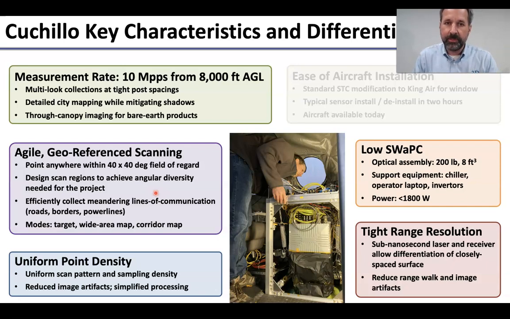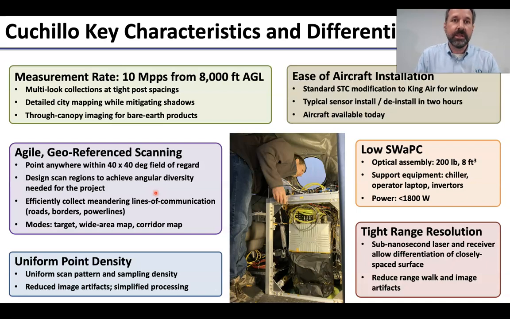The system, as you can see in this picture, is pretty small. Currently it's about 200 pounds. This is our prototype system that we flew operational in South America. The power requirements are very manageable as well. It's easy to put into an aircraft. We've had it in a King Air. Other platforms are very possible as well.